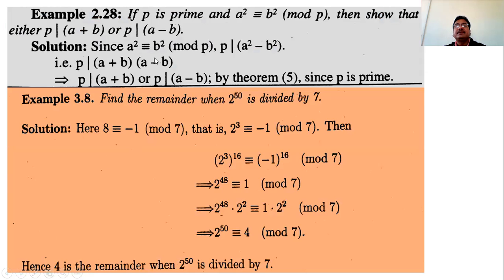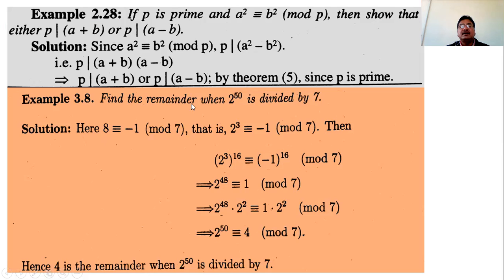Then the next problem: if p is prime and a square is congruent to b square modulo p, then show that p divides a plus b or p divides a minus b. So a square congruent to b square modulo p implies p divides a square minus b square. And what is the factorization of a square minus b square? a plus b times a minus b. Since p is prime, by Euclid's lemma, p divides one of them. Then p divides either a plus b or a minus b. Because if p is prime and p divides x times y, then either p divides x or p divides y by Euclid's lemma.